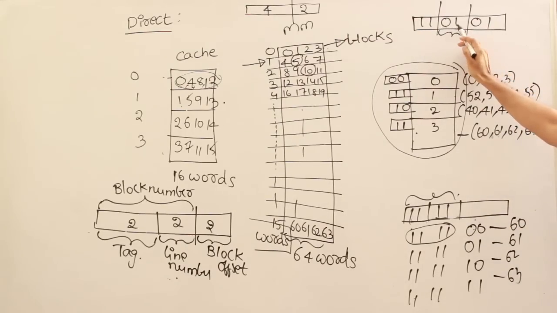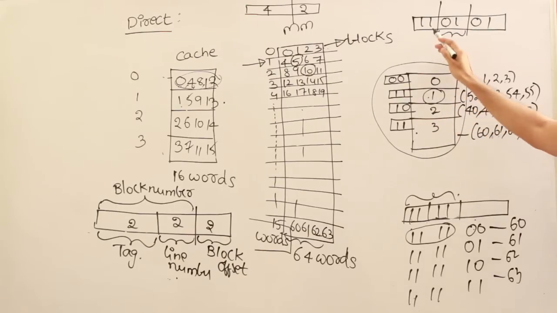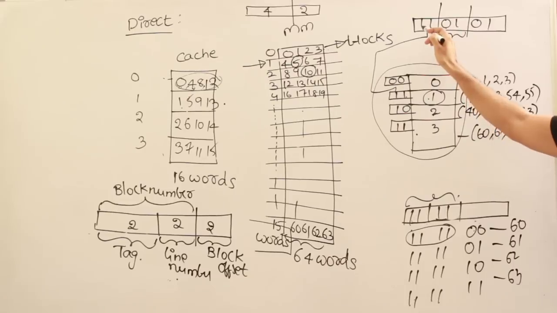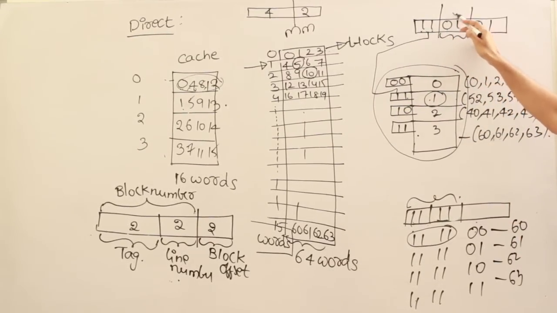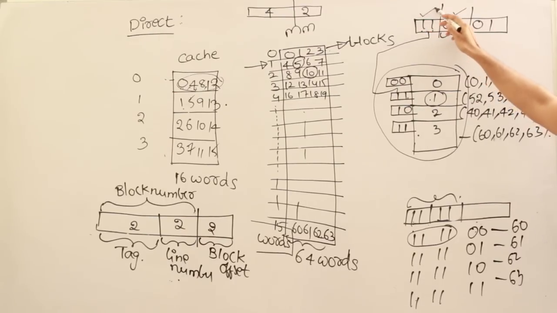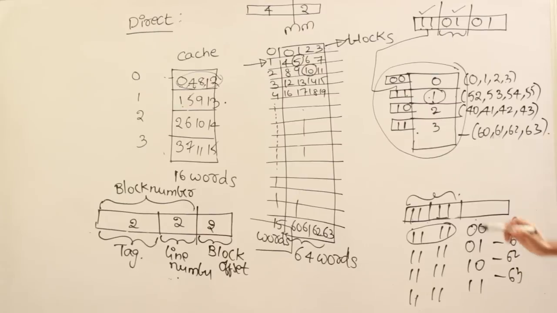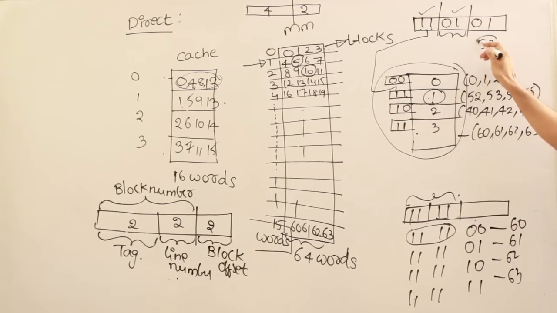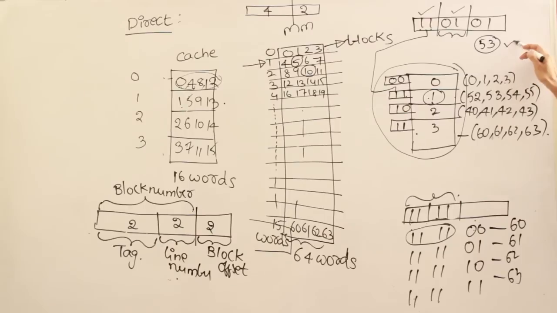What is the line? 01 means 1, right? So this is the line number, and then it will compare this one with the tag. Now the tag is 11 and it is also saying 11. Then it will understand that in this line the required block is present, therefore I can get into the second location and fetch it. In fact, if you observe, this number is 53. 1101 00 is 52, 01 is 53. So we want word number 53.